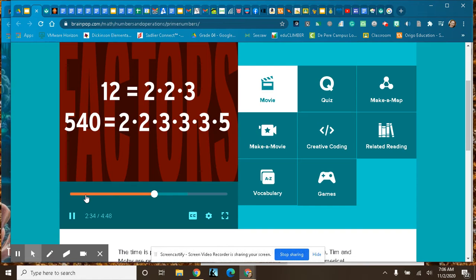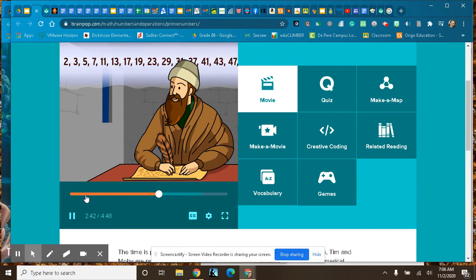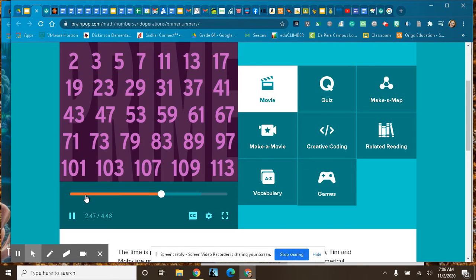Breaking any number down into its prime elements is a process called prime factorization. Euclid also proved that there are infinitely many prime numbers. Trust me, they just keep going. Now, you might be asking yourself how we came up with all those numbers.